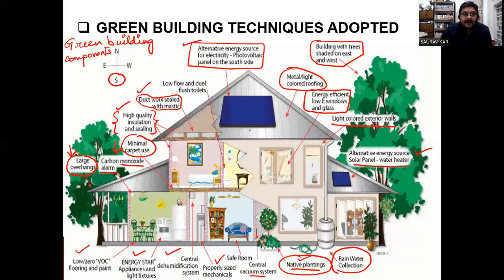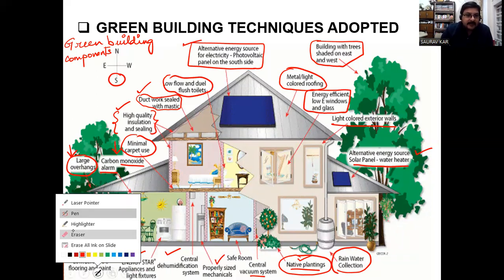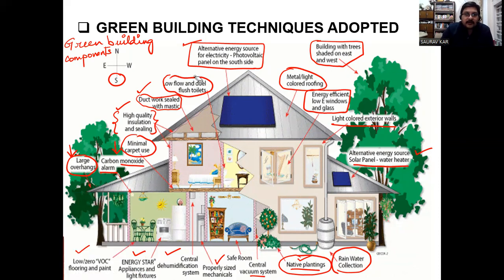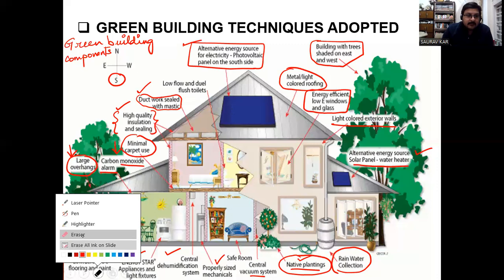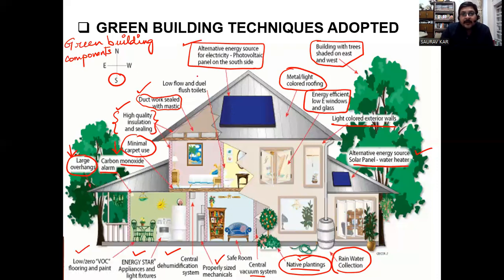And lastly, we have to be very efficient in water efficiency. So low flush and dual flush toilets, low flow and dual flow toilets, are very important. Because if we waste a huge amount of water, we will be the main culprit. So we have to use water fixtures.